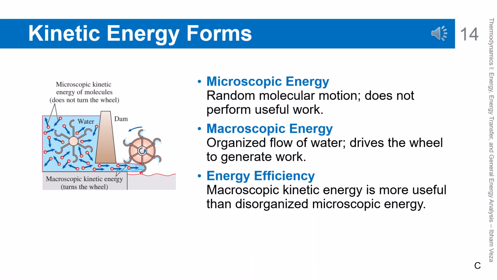Kinetic energy forms. Kinetic energy can appear in microscopic and macroscopic forms. The random motion of molecules cannot be used to perform organized mechanical work. In contrast, organized water flow can rotate a turbine and produce work. This difference shows that the orderliness of motion is crucial in energy utilization. Not all kinetic energy has the same usefulness.